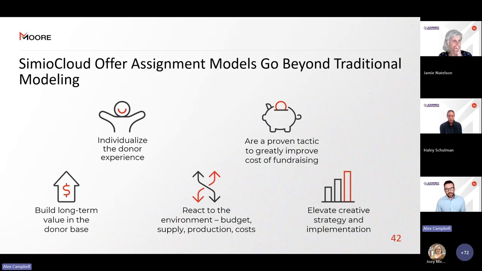We have extra at the end of the year. We want to cut at the beginning of the year. We don't have the budget to mail this full campaign with all these premiums at the end of the fiscal year. What can we do? The offer assignment model can help with all of that. We've also had experiences with changes in postage and tariffs and materials and availability that have made mailing as much of the premiums impossible. Offer assignment modeling has been a very strong method to combat all of these hurdles. It's also elevated our creative strategy and implementation. So again, testing within the groups that we're identifying to hone in on more premium or non-premium inclined donors.